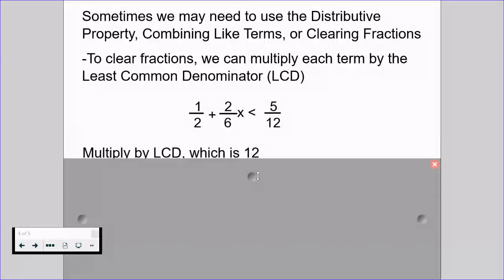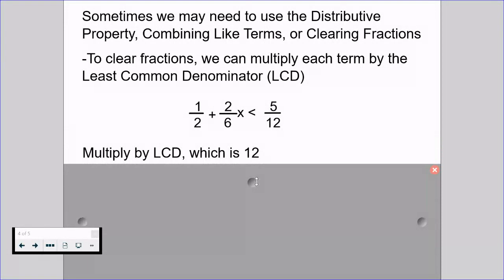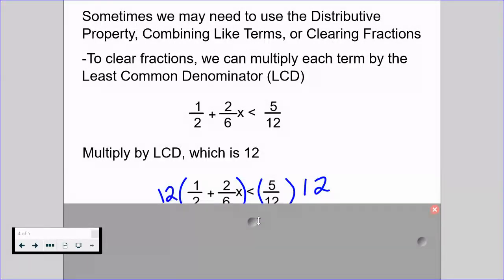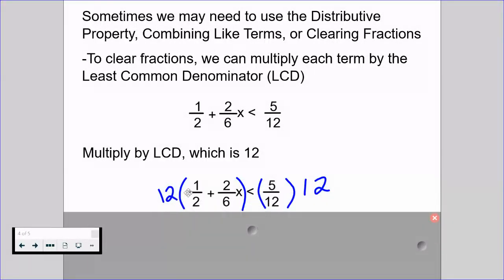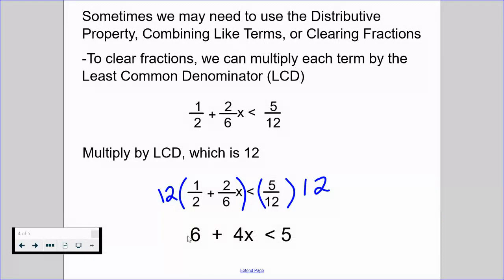Now that we identified the lowest common denominator, or the least common denominator, is 12, we're going to multiply everything by 12. So we're going to multiply 1/2 by 12, we're going to multiply 2/6 x by 12, and we're going to multiply 5/12 by 12. When we do that, we end up with 6 plus 4x is less than 5, and this is an equivalent statement to our original.